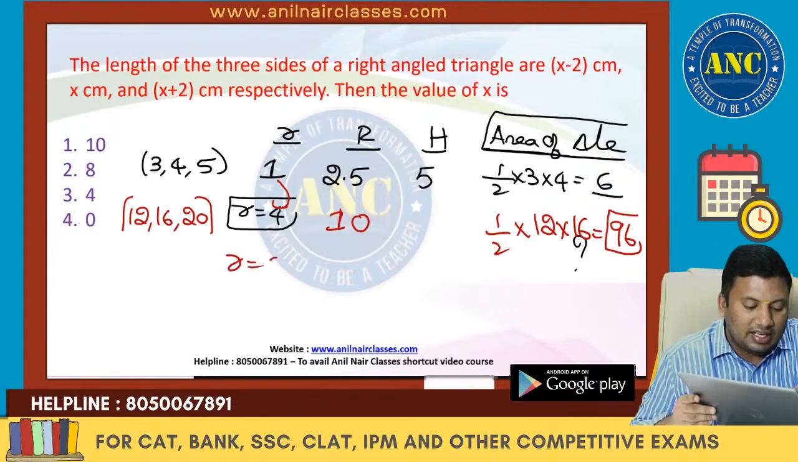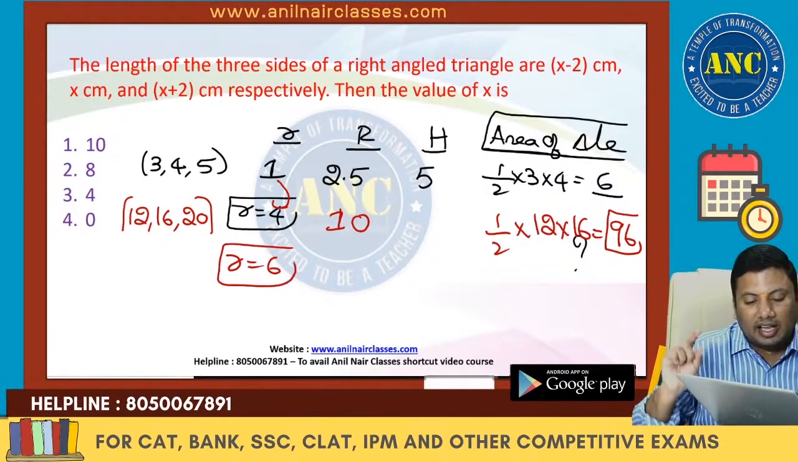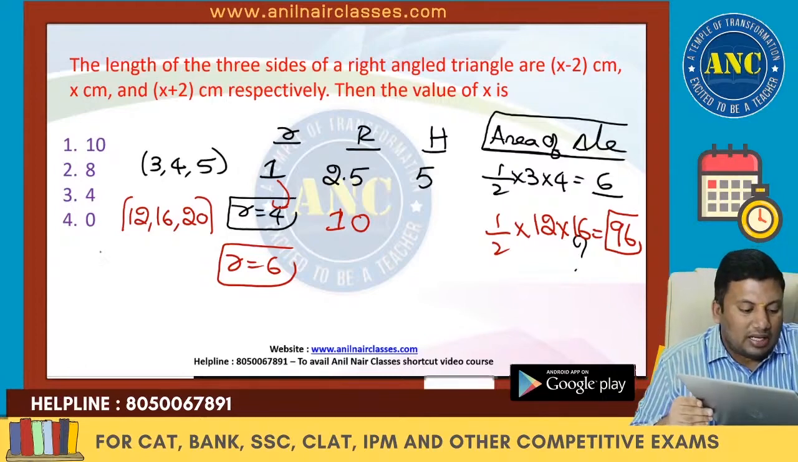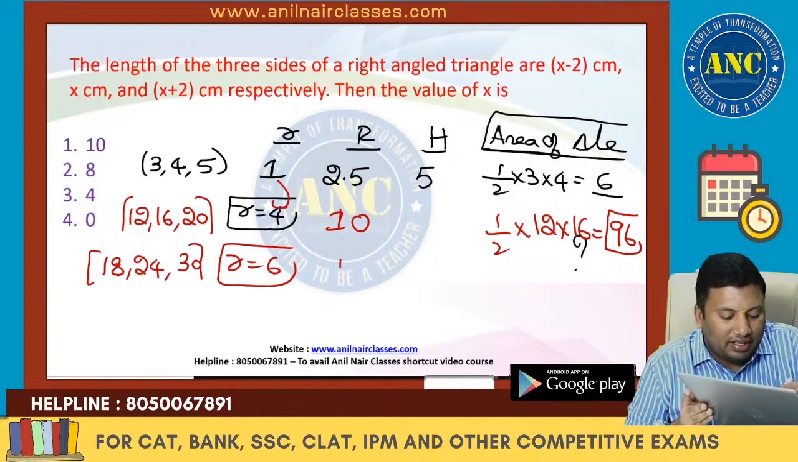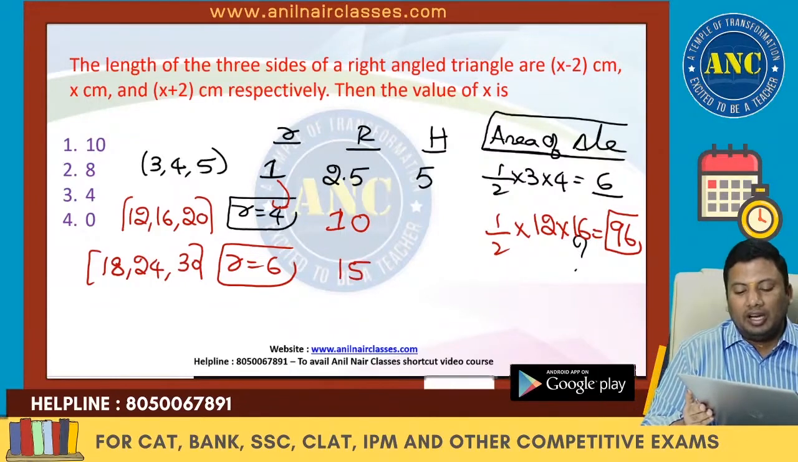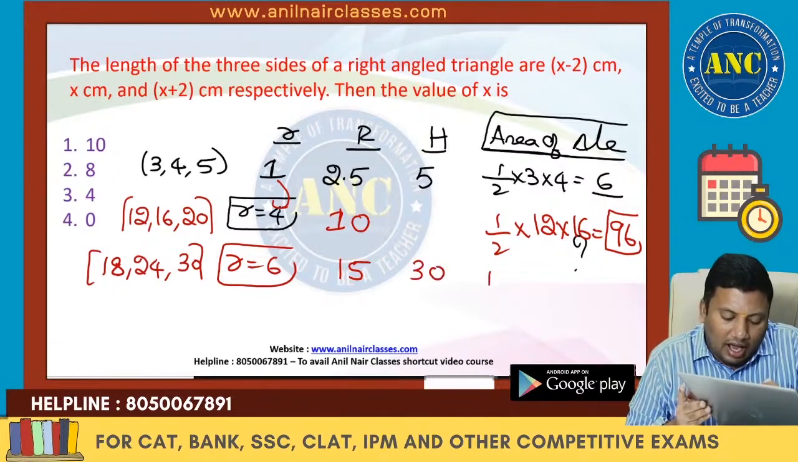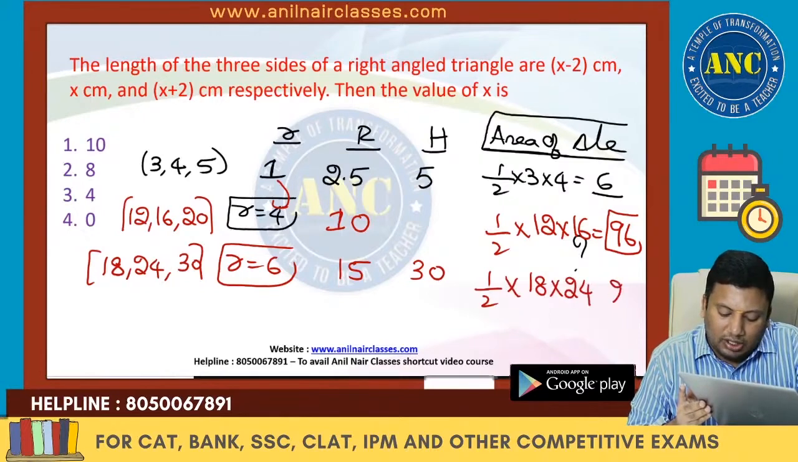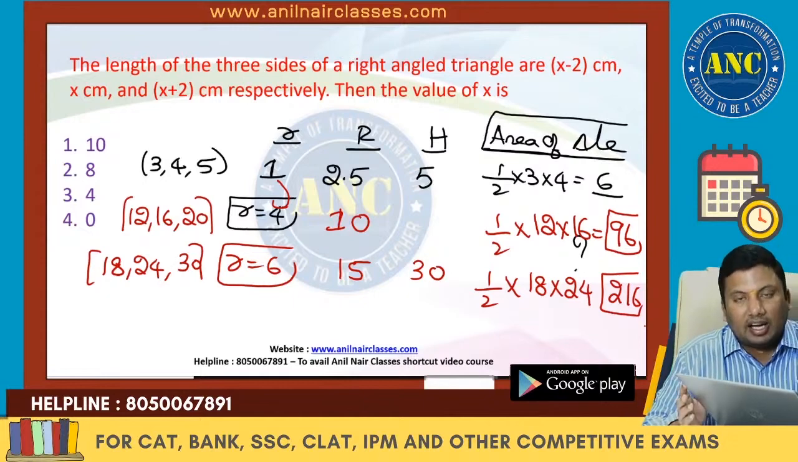Suppose the inradius is given as 6 in a right angle triangle. 1 is becoming 6, so multiply by 6: 3 sixes are 18, 4 sixes are 24, 5 sixes are 30. The circumradius 2.5 is multiplied by 6, which is 15. The hypotenuse is 2 times the circumradius, which is 30. The area is half of 18 into 24, so the answer is 216. I hope the idea is clear.